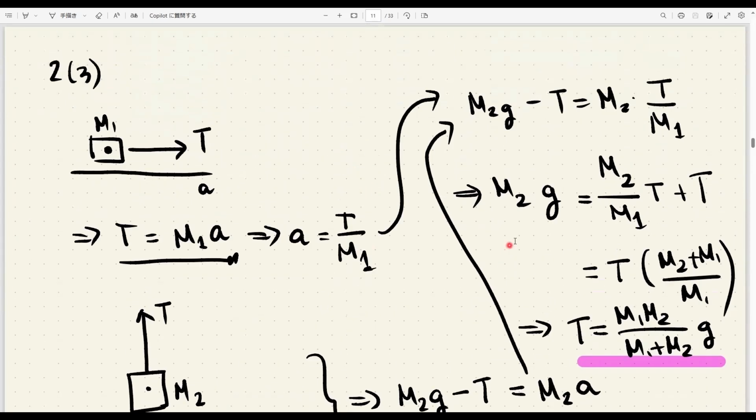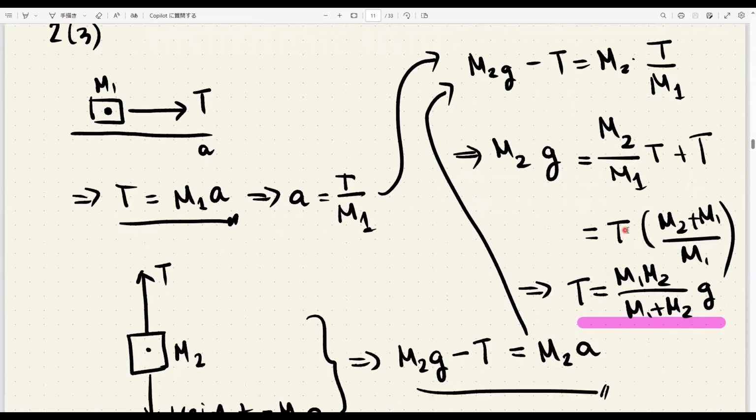And so we rewrite that. This is what we get. M2G minus T, that's this one. M2, that's this one. T over M1, that used to be acceleration, and we replace it with this one. Now, what we're interested in is T, so we just do some algebraic manipulation here. In fact, we move T to the other side and factor out T. And when we factor out T, we actually get this one, M2 over M1 plus 1, and you can write it this way.